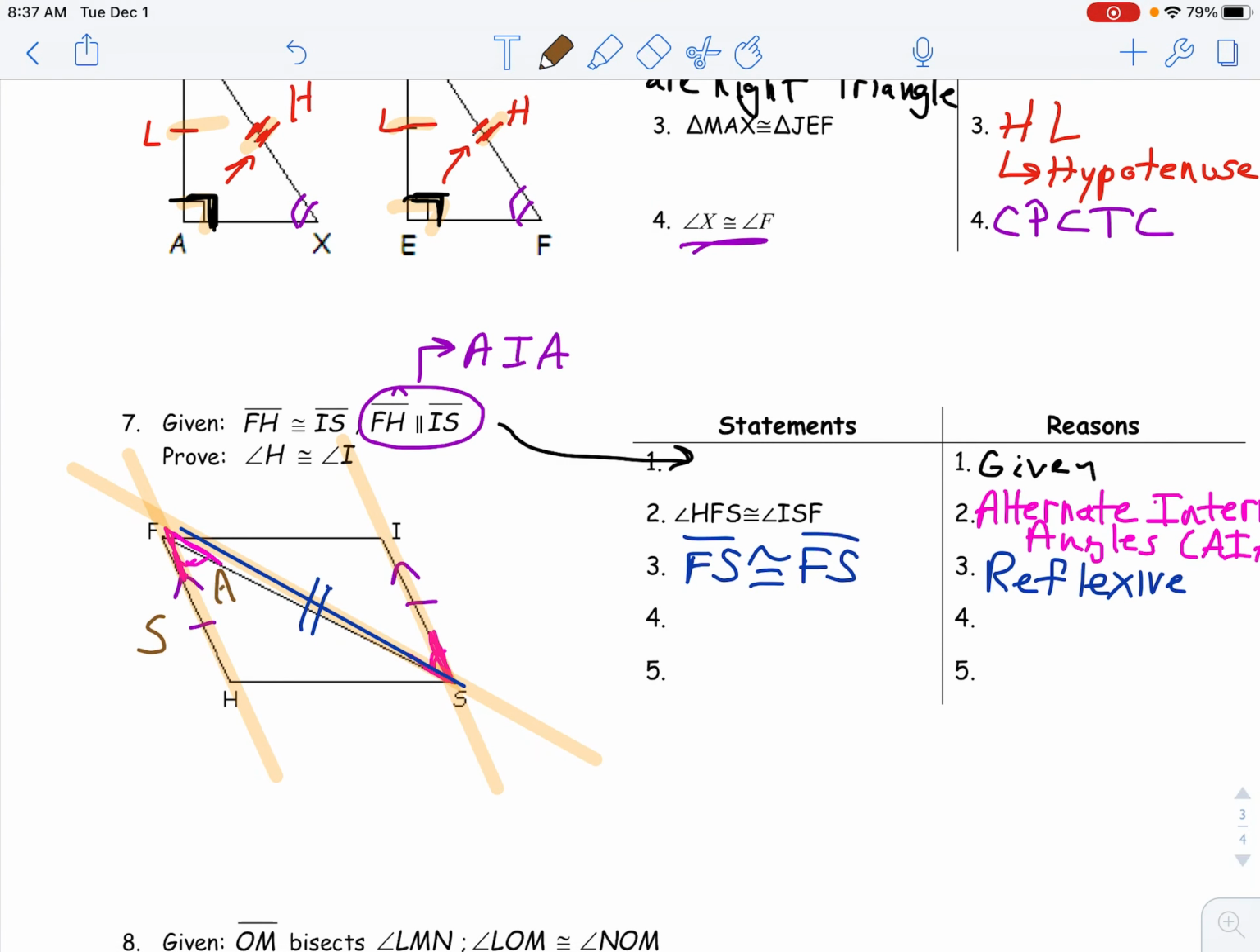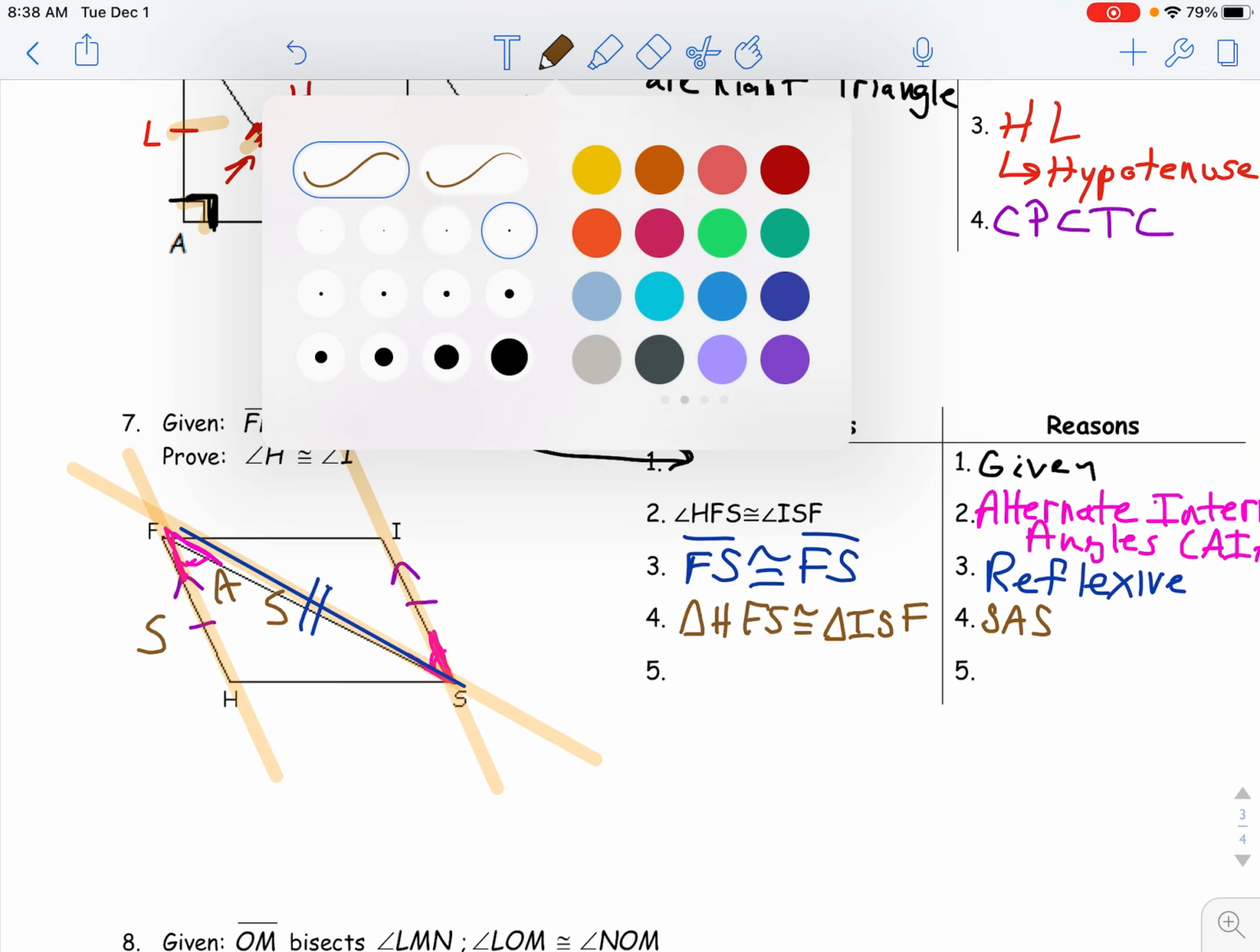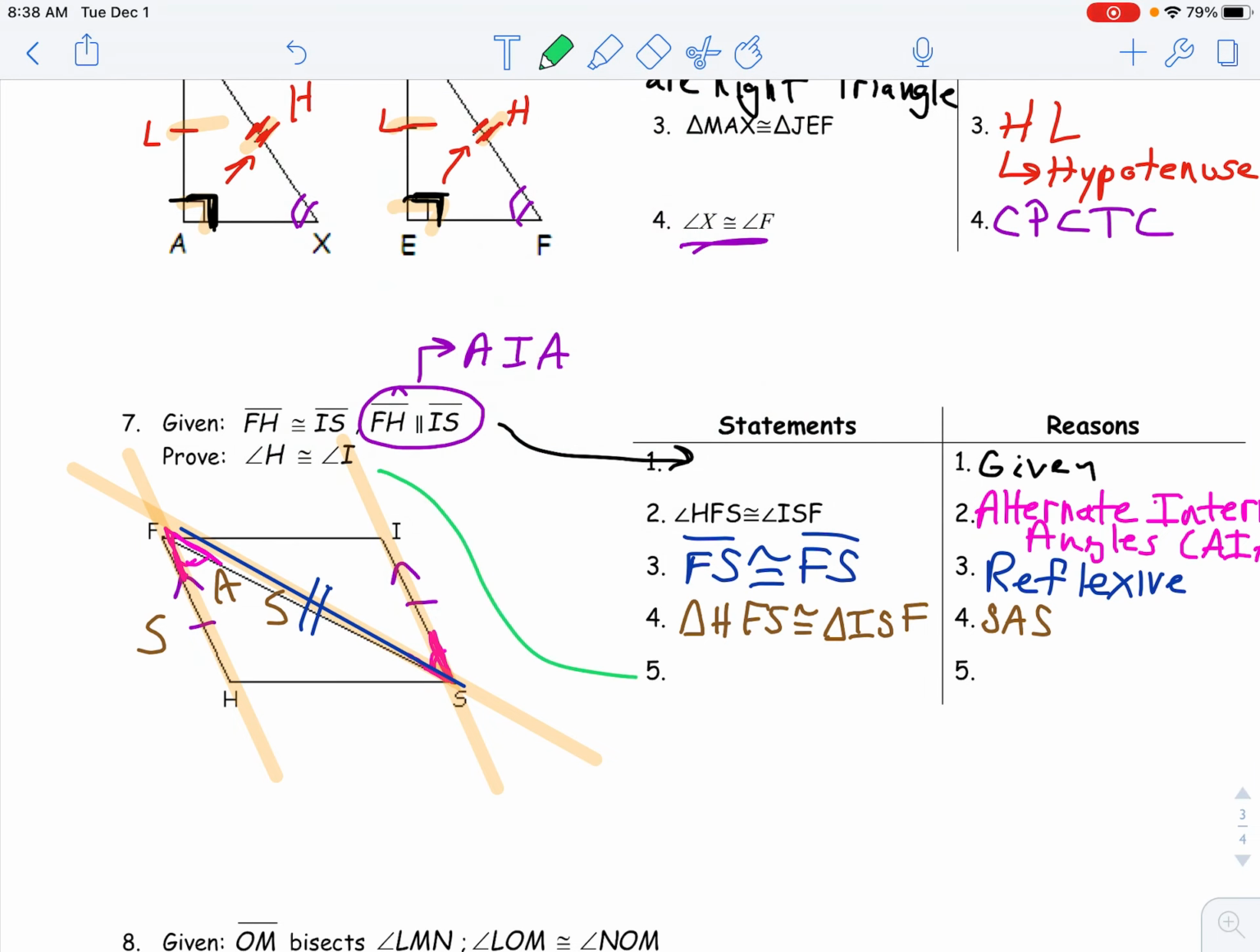So we have a side, an angle, a side. So I can specifically say these triangles are congruent. I'm going to say triangle HFS. What corresponds to H? I corresponds to H. What corresponds to F? S, and then S, F. By SAS. And then at the end, angle H is congruent to angle I. CPCTC. Corresponding parts of congruent triangles are congruent.